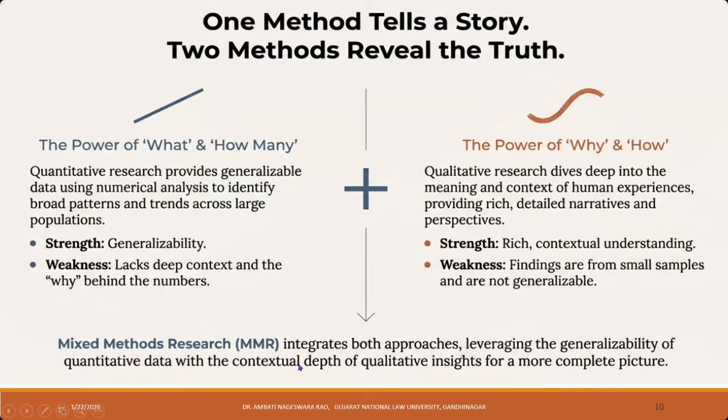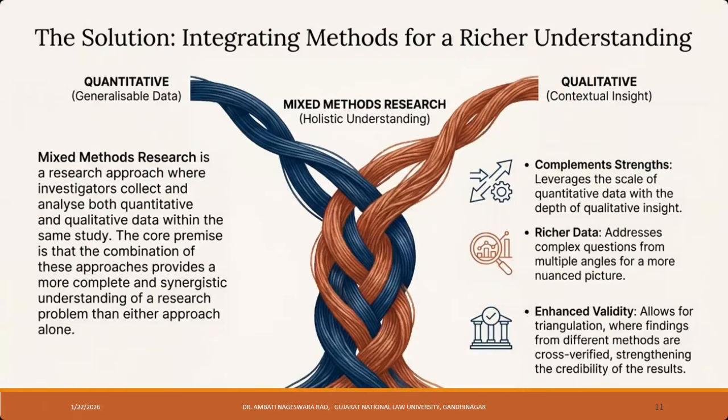What is mixed method research? It integrates both approaches, leveraging the generalizability of quantitative data with the contextual depth of qualitative insights for a complete picture of the research work that I'm carrying out. So what is the solution here? We have plus for quantitative, we have minus for quantitative. Similarly, qualitative as well. But by combining both, I can complement the strengths of both quantitative and qualitative. I can come up with the best of numerical data and textual data. I can also talk about the validity and reliability of my findings.